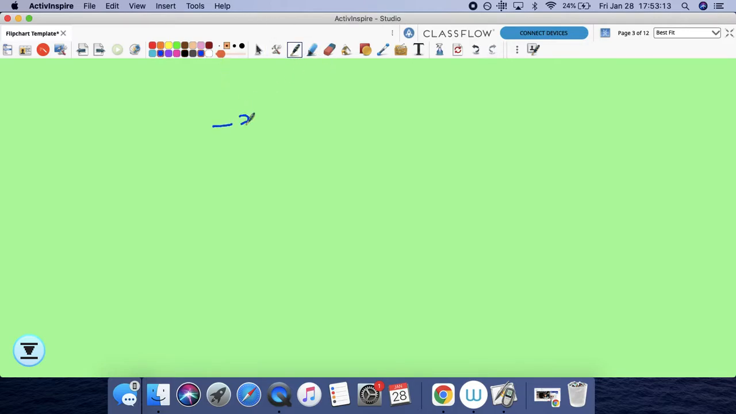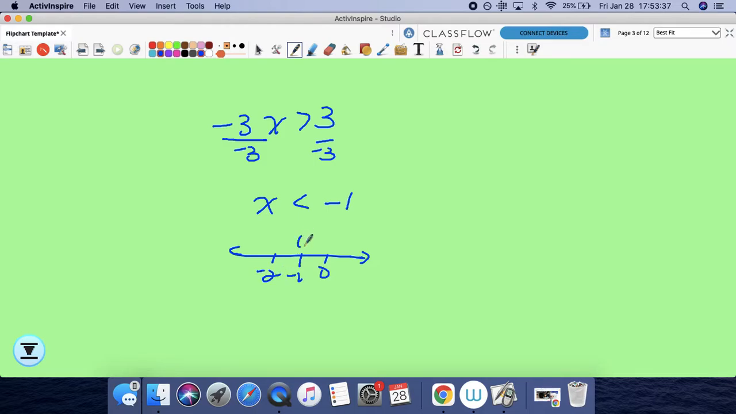9 is negative 3x greater than 3. So we're going to divide both sides by negative 3. And remember, if we divide both sides by a negative number, we have to make an adjustment, right? Because negative, and then that becomes negative 1. Our number line looks like this. Our solution, the graph for solutions could be negative 1, 0, negative 2. Only one number is less than negative 1, which is this way. You can check, pick any number you want.